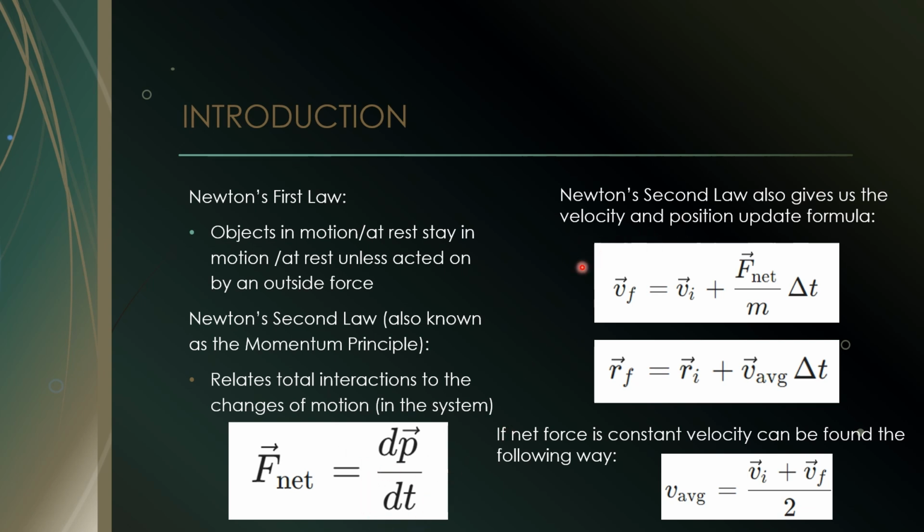Newton's second law also gives us the velocity and position update formulas, which basically allow us to predict the final velocity in the system and also the final position in the system. Additionally, if the net force is constant, the velocity can be found by using the average velocity formula, taking the initial velocity plus the final velocity and dividing by 2. Net force, if it is equal to 0, always results in a constant velocity.